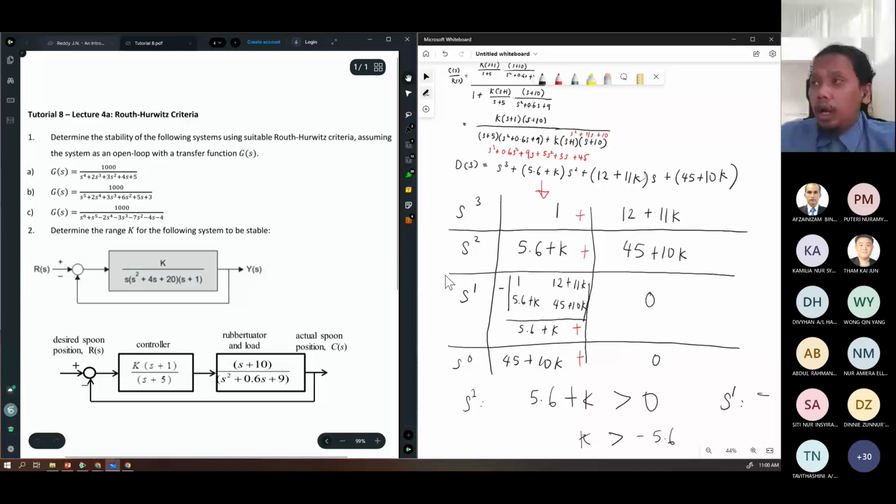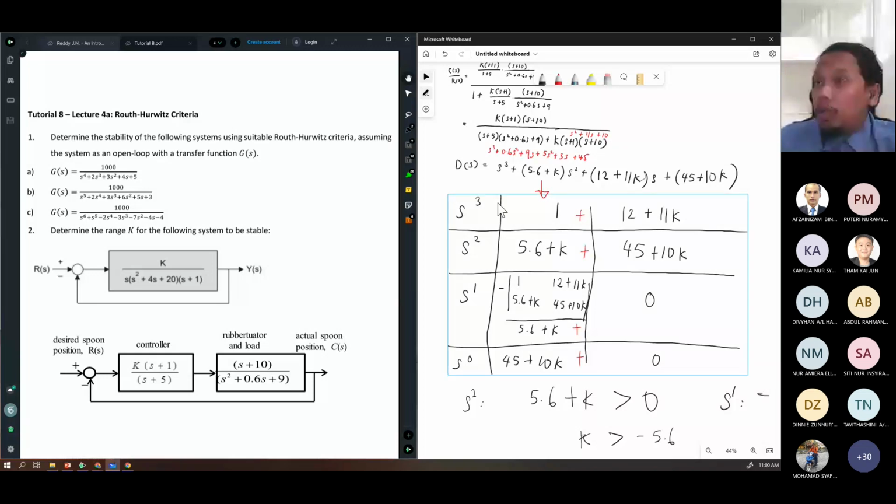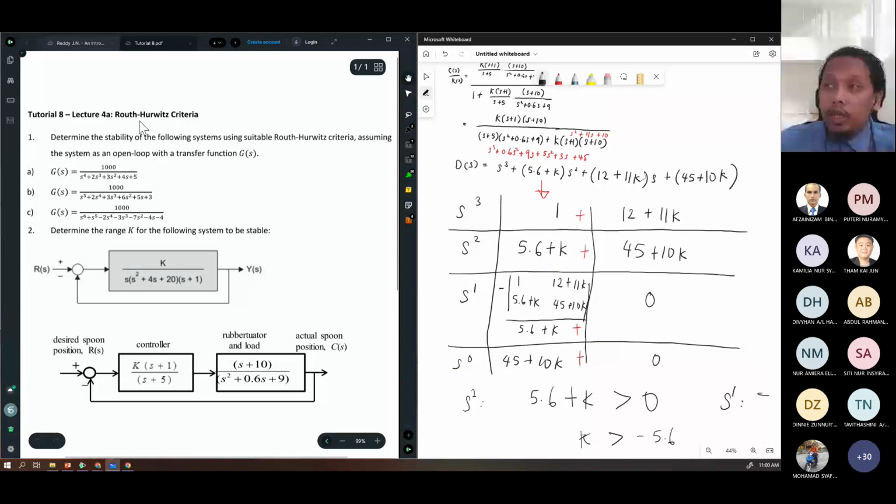Okay, so what I want you to do right now is to make sure you fully understand the Hurwitz criteria, how to generate the table, how to determine the stability, because this Hurwitz criteria will be used from here onwards a lot of the time. Make sure you know how to generate the table and how to determine the system stability.